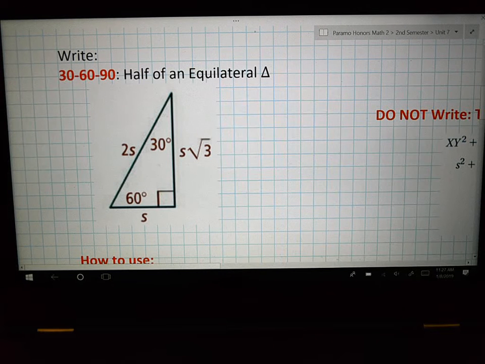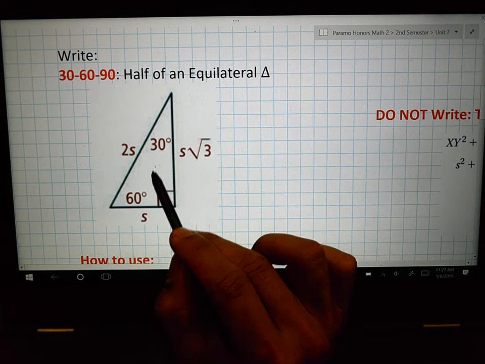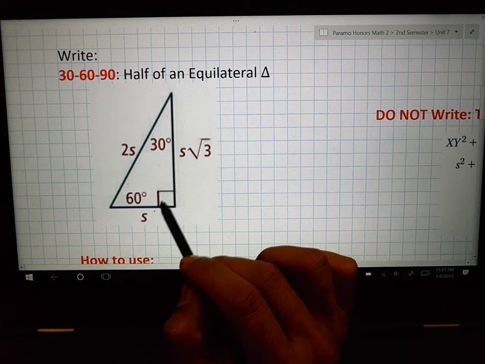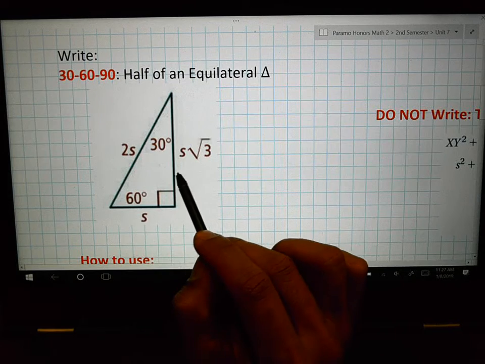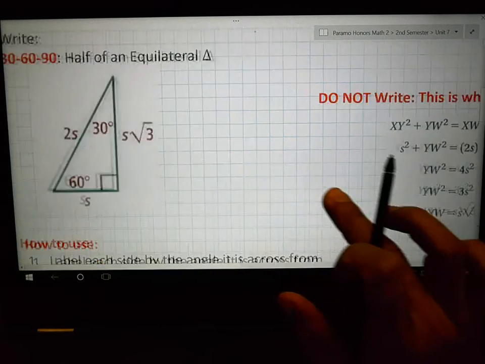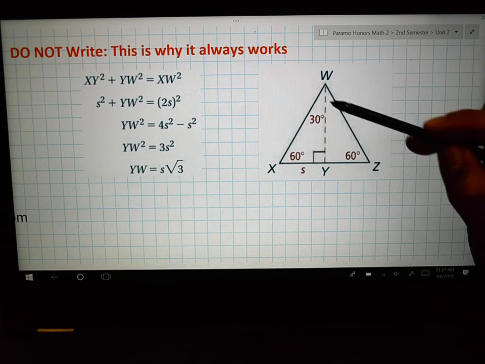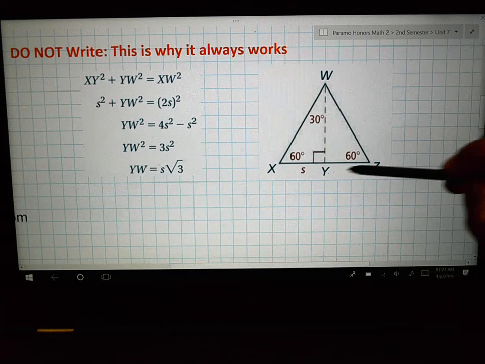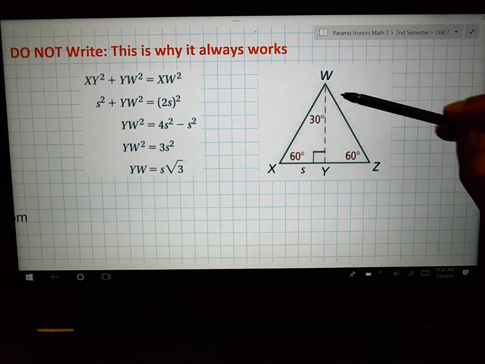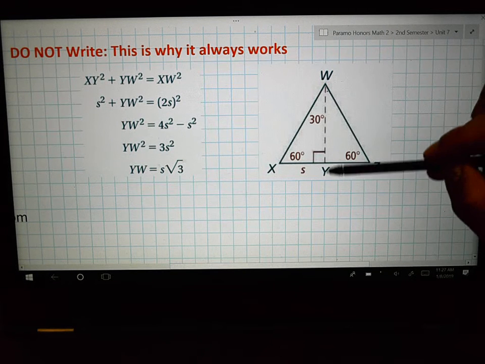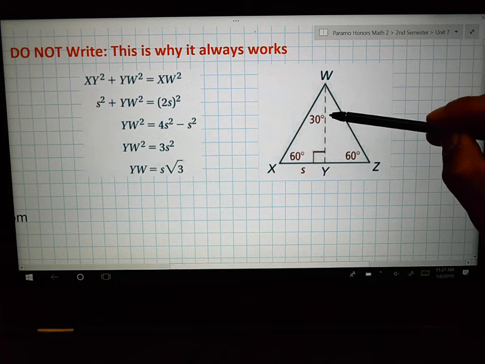The 30, 60, 90 degree triangle: S, across from the 30, is the smallest side. The largest side is double that, 2s. Across from the 60 is s root 3. The reason why this one works is based off of an equilateral triangle. If all the sides were the same, then all the angles are the same. 60, 60, 60. What if you cut that down with the perpendicular bisector? Then you'd have a 30, cut that in half, which would be 30 and 30.